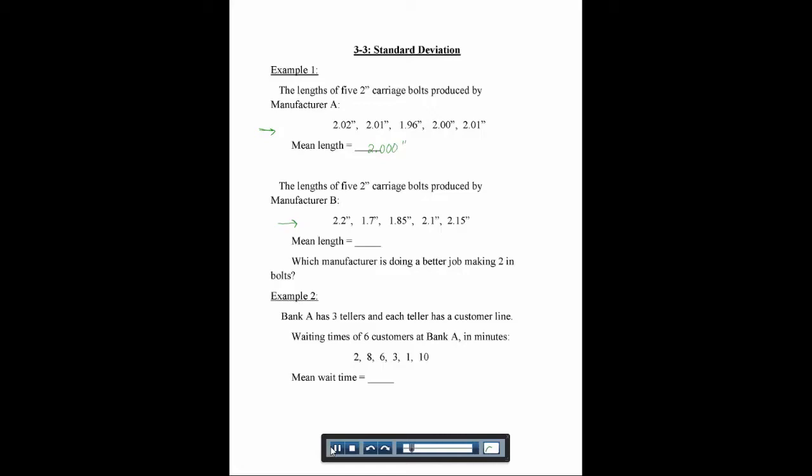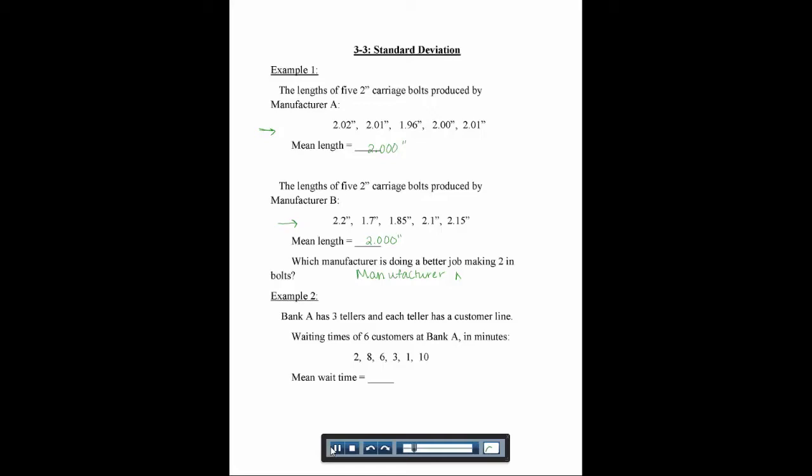Now, if we look at the manufacturer B bolts, and we take the average there, we would add all 5 up and divide by 5. And when we do this, again, we get 2.0 exactly, so 2.000. So here their averages are the same, so we can't just look at average, which is kind of the point. They're both neat, but who's doing a better job? Now we'll notice manufacturer A, they're much, much closer, each bolt, to 2 inches than manufacturer B. So I think we'd agree that manufacturer A is doing a better job because theirs are closer.